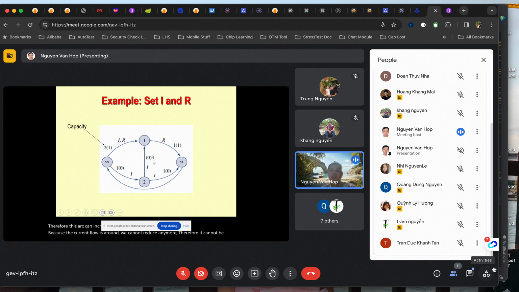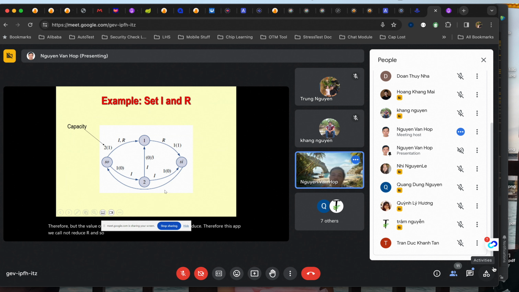For this arc also, the capacity is 3 and the current flow is 0. Therefore, we can increase the flow, but we cannot reduce because the value of the current flow is 0. Therefore, this arc is an increase arc. For this arc, the current flow is 1 and the capacity is 1. Therefore, we cannot increase anymore. It's equal to the capacity already. But the value of the current flow is positive. Therefore, we can reduce. So this arc we call a reduce arc, and so on.